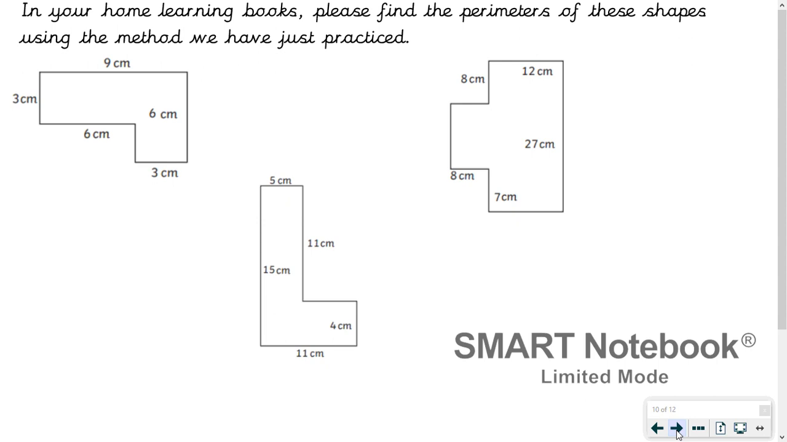What I'd like you to do now in your home learning books, I'd like you to find the perimeters of these shapes below. And you might need to find some missing sides. So you're going to give the video a pause and find them now, please. Some of them might have missing sides, some of them might have not. This 6 centimeters, don't be confused, it is for this side here. Okay, pause it, off you go, and we'll talk about the answers.